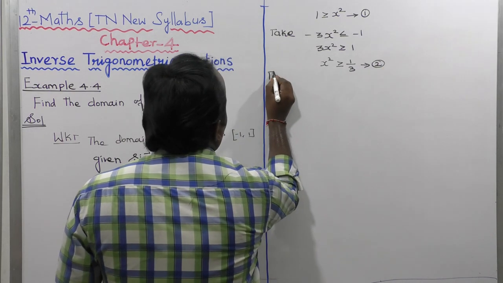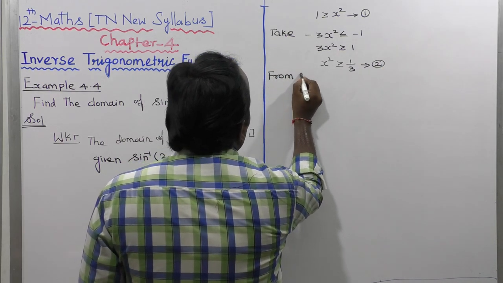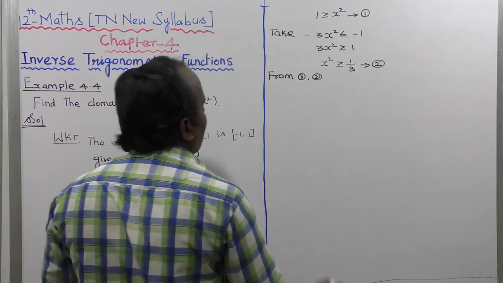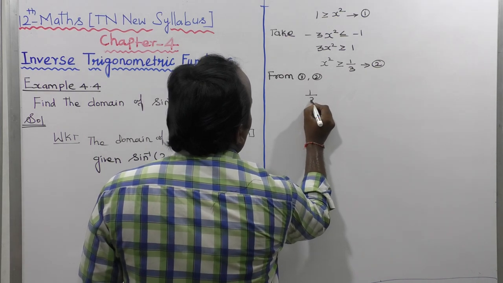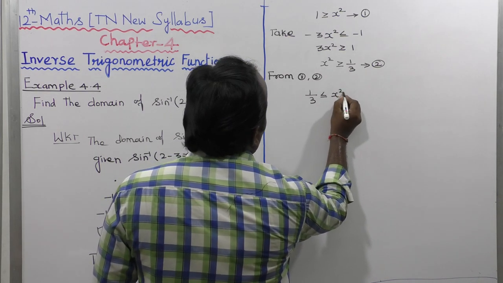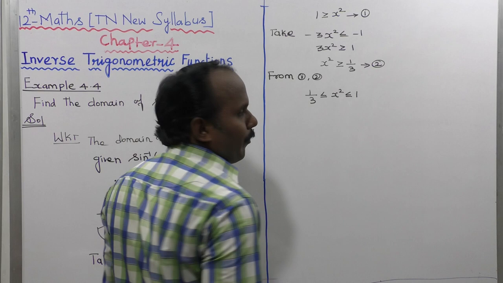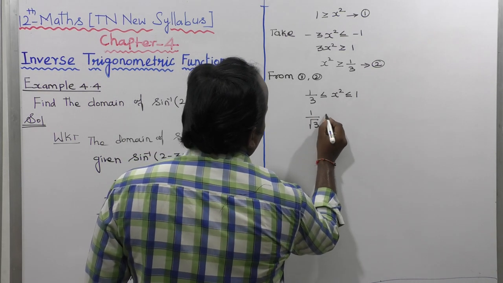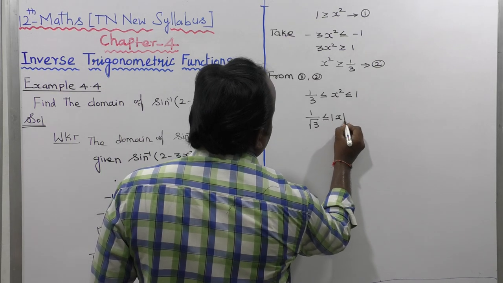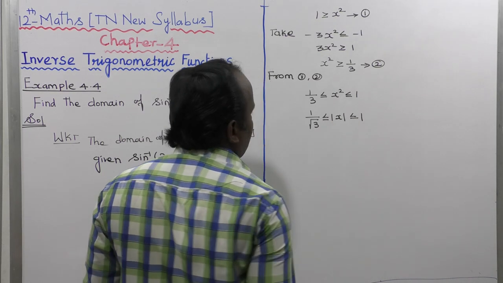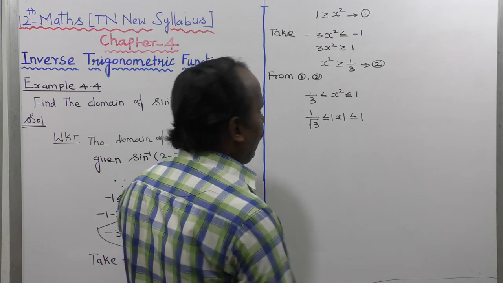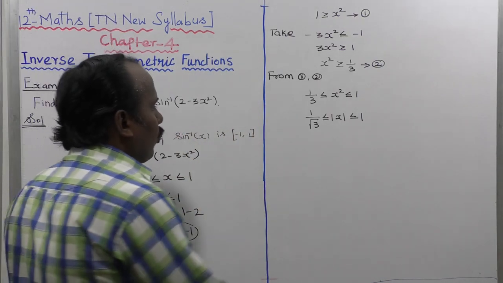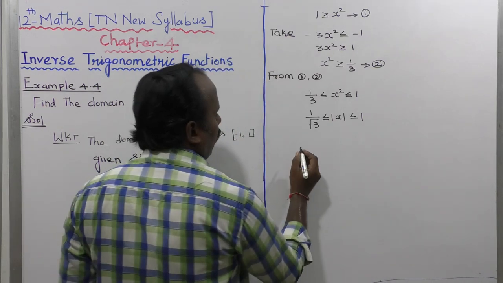So from equation 1 and 2, we join these two equations. So 1 by 3 is less than or equal to x square is less than or equal to 1. Next, 1 by root 3 is less than or equal to modulus of x is less than or equal to 1. That is the domain of the given function. But if we form a number line, how will it look?